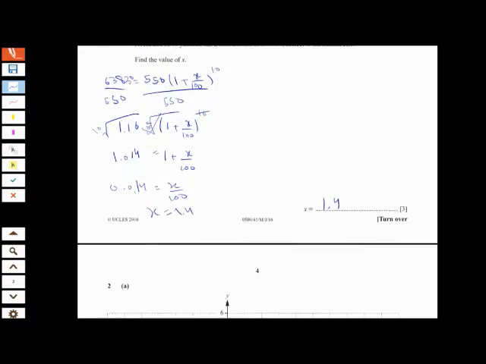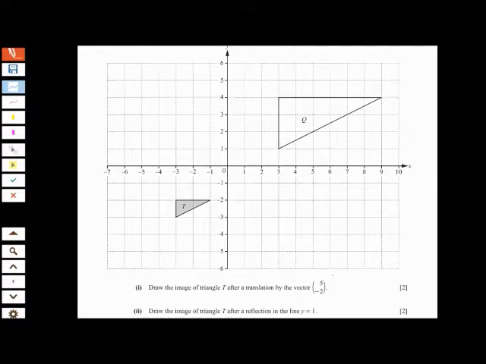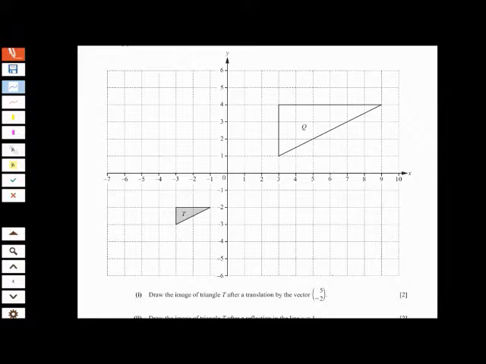Now question 2. Draw the image of triangle T after a translation by vector 5, negative 2. Okay, now let's start with this point. 5, that means it's a positive 5. So 5 to the right hand side, which is 1, 2, 3, 4, 5. Negative 2, which means we're going to go down by 2 units, 1, 2. So this is the point. Okay, for the second point, 1, 2, 3, 4, 5. It's right here. And then just improvise. We know that this one's here.